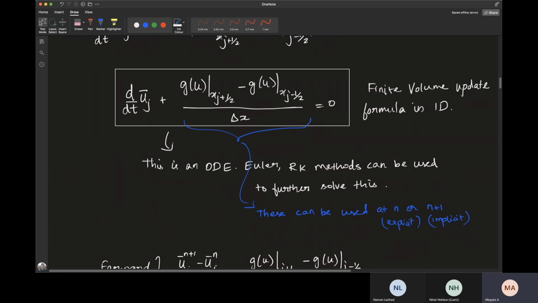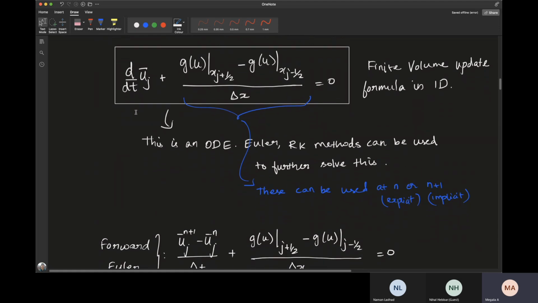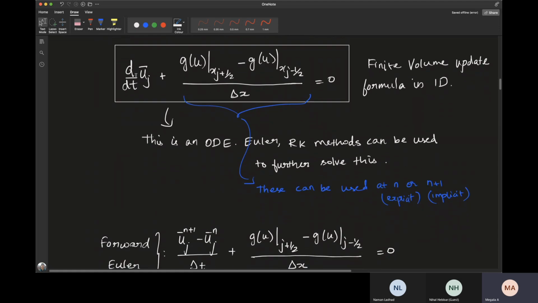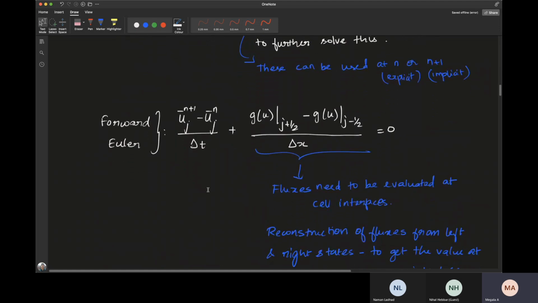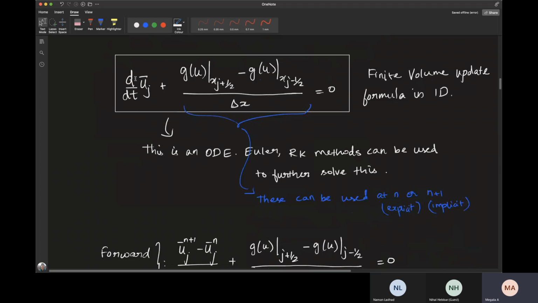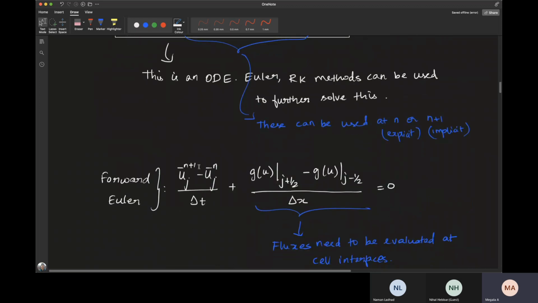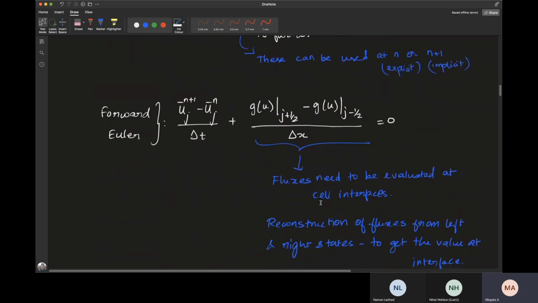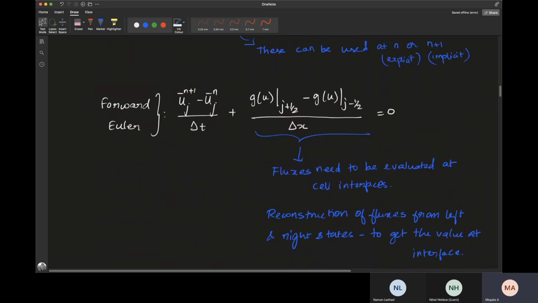So based on how you discretize this part, you will be getting some equation. Usually people go for the forward Euler method, which is an explicit method. So this is the forward Euler approximation. This quantity d by dt of uj bar has been written as a forward Euler approximation, and we have these fluxes here.